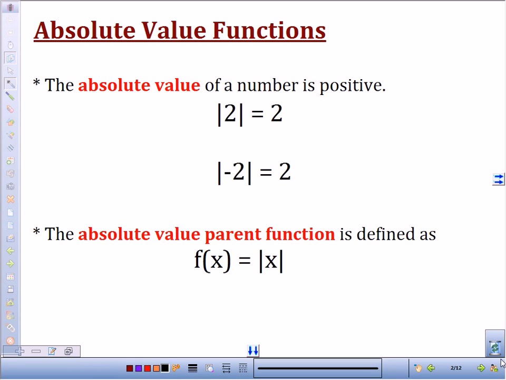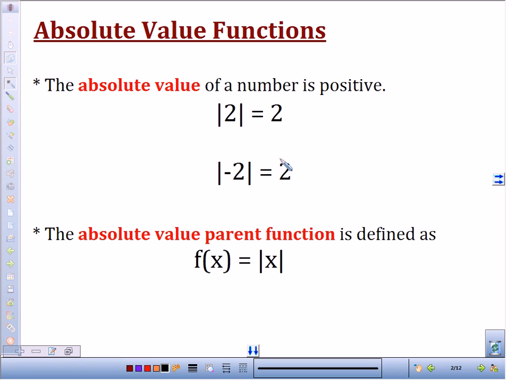An absolute value, to just review briefly what it is, essentially makes a number positive. For instance, if I were to take the absolute value, that's what these two lines mean, the absolute value of positive 2 would be positive 2. But the absolute value of negative 2 would be positive 2. So a number that is negative becomes positive, and a number that is positive stays positive. That means that the absolute value of a number is a positive number.